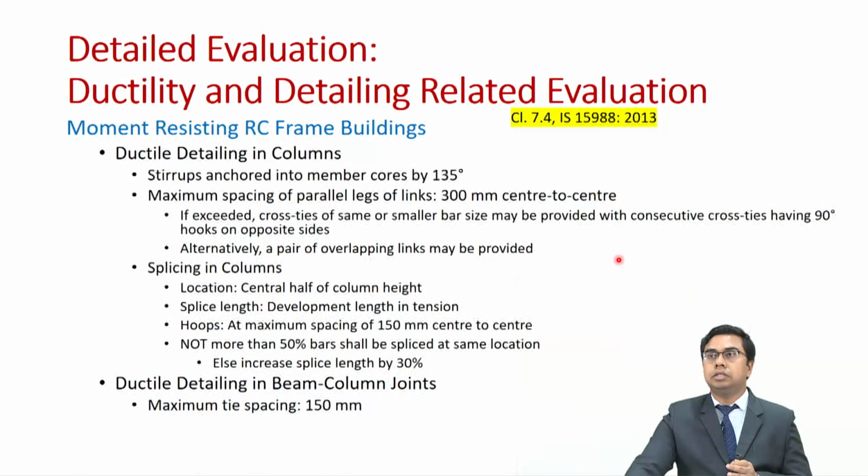All these details we have seen in week 5 and 6, where we were looking at the ductile detailing based on IS 13920. The splicing in columns should also be followed, that is, the location should be the central half of the column height. The splice length should be equal to the development length in tension. The hoops should be at a maximum spacing of 150 mm center to center, and we should not be splicing more than 50% bars at the same location. If you have to do that, then the splice length shall be increased by 30%.